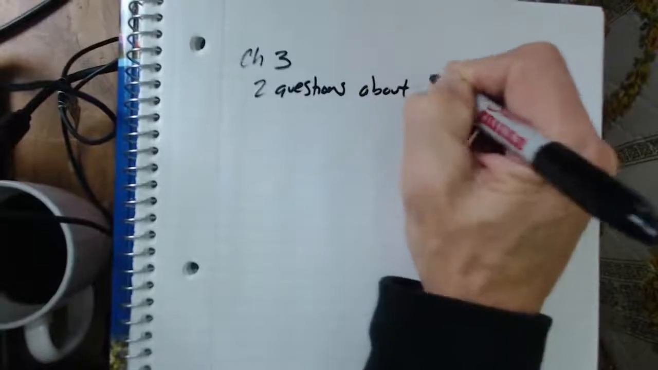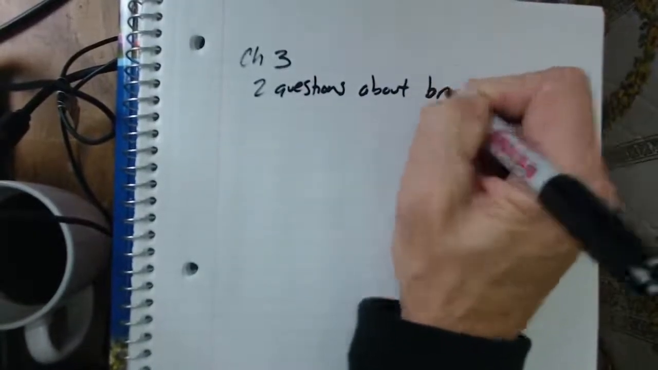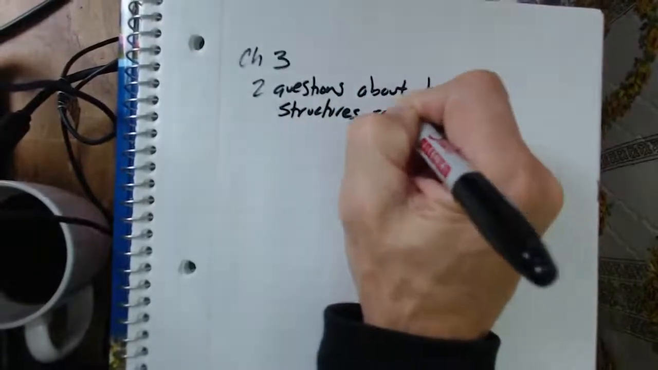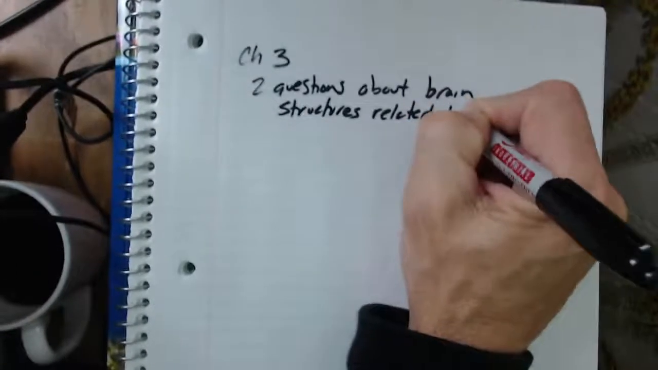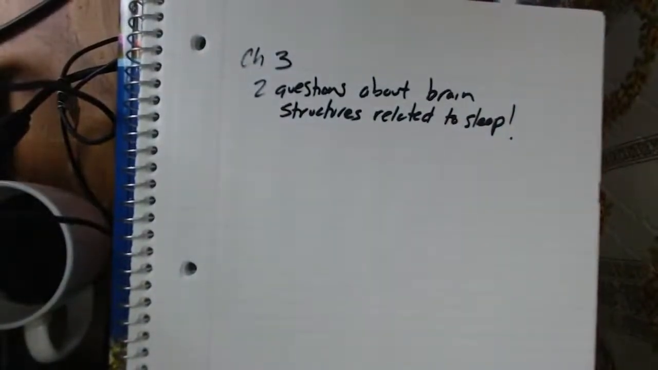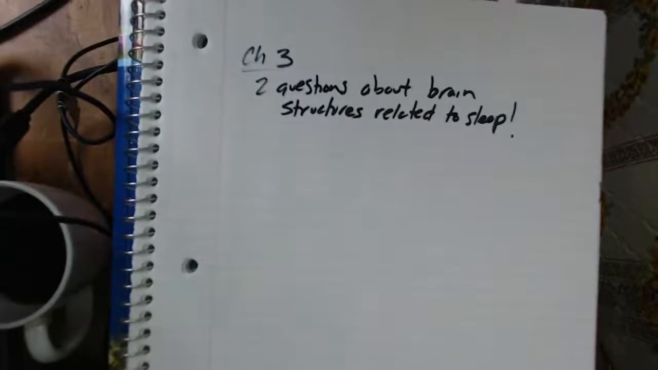about brain structures related to sleep. Okay, so there we go. We're already getting back into biopsychology, but like I said, these particular brain structures are just related to sleep, and that's where they're talked about. So I kind of wanted to direct you there. Okay. And that's all for chapter 3.